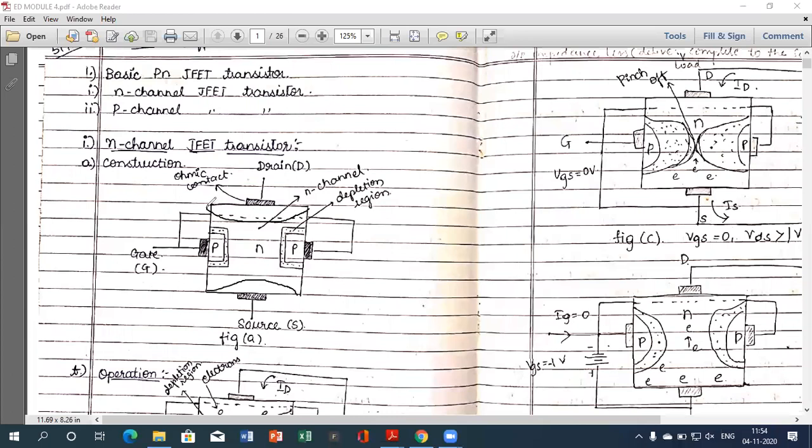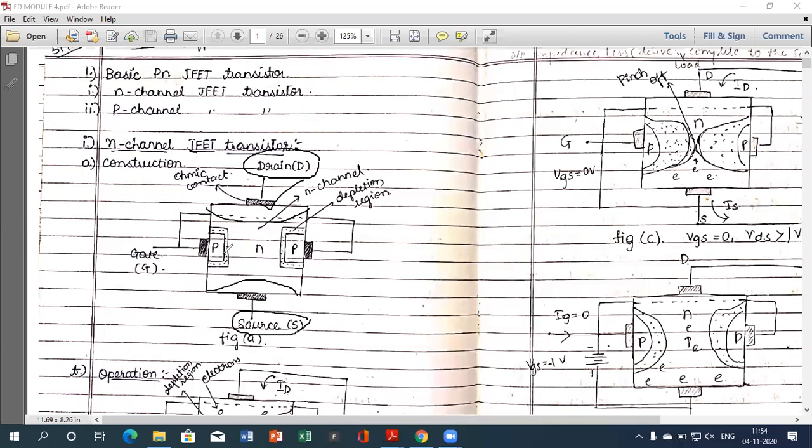The top end of the channel is connected to a metallic contact. We call it a metallic contact, or sometimes it is also called an ohmic contact. So both are the same. The top end of the N channel is connected through a metallic contact to a terminal referred to as the drain terminal, whereas the lower end or bottom end of the N channel is connected through a metallic contact to a terminal referred to as the source terminal.